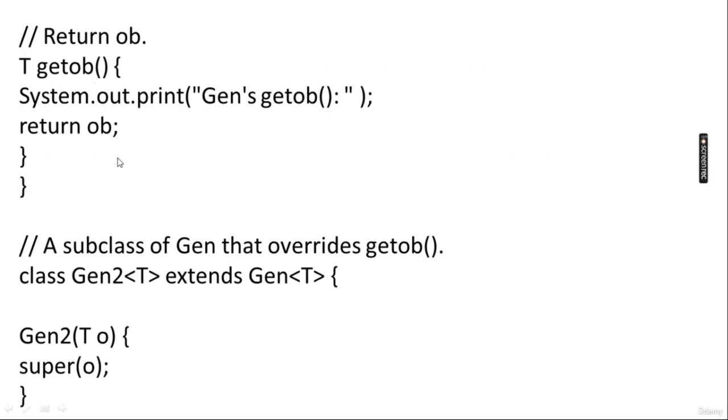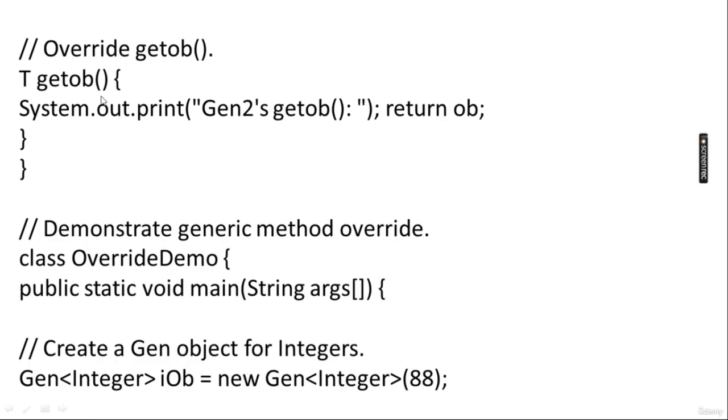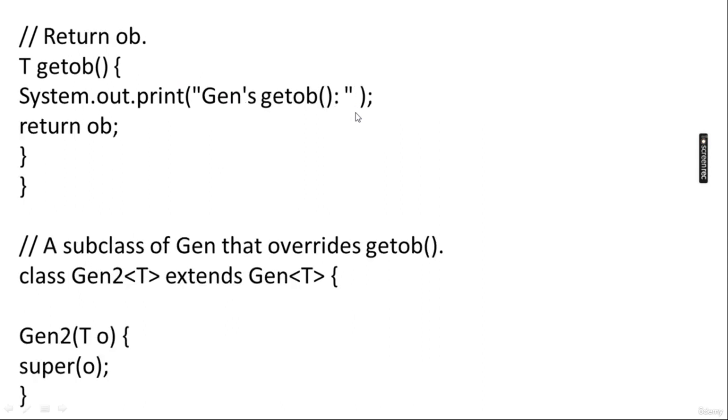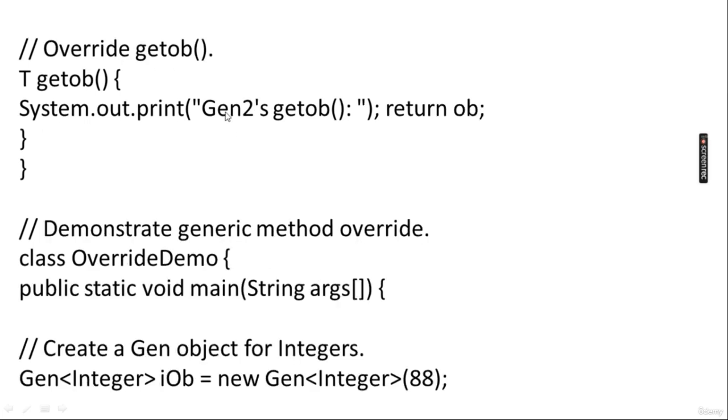Then return object, the getObject method. Class Generic2<T> extends Generic<T>. Generic2 takes T object, super(object) is here. Then override the getObject method. This getObject returns object. Now T getObject in Generic2 returns object. So what we will do in T getObject, we will display this message, that is an extra thing we are doing here. Here we are displaying the message Generic getObject, return object, and here we are displaying Generic2 getObject and return object.